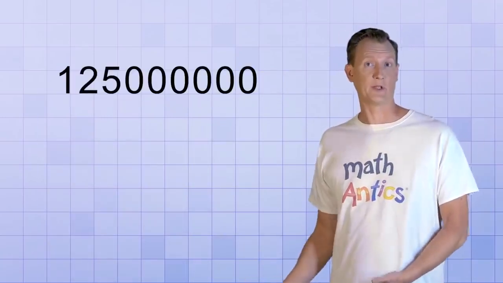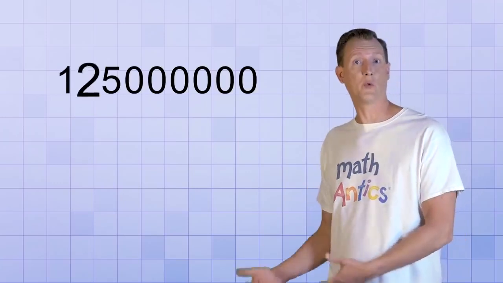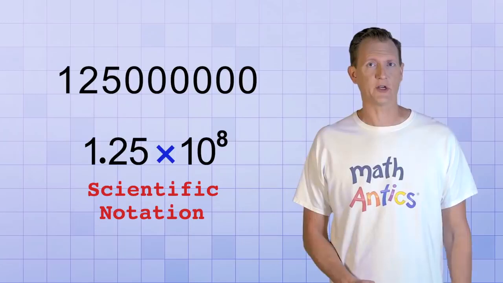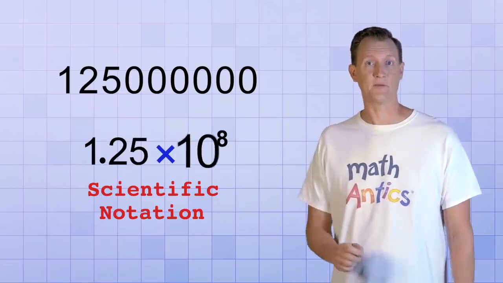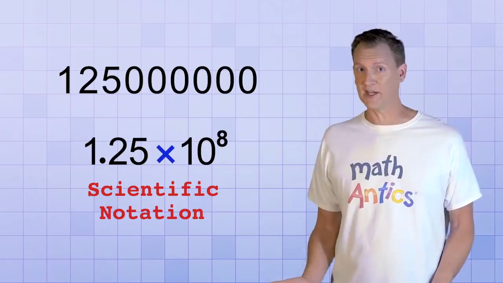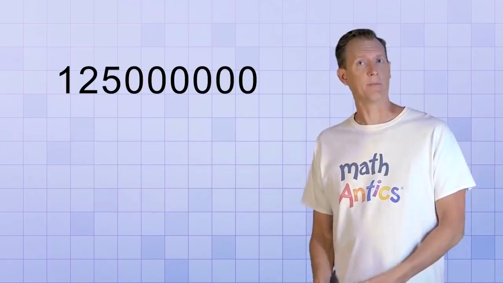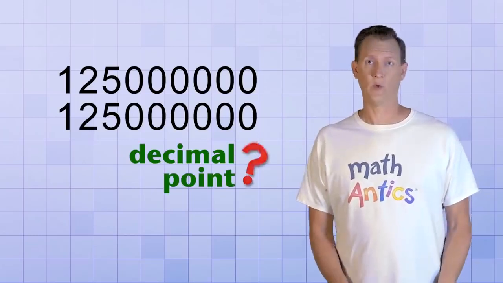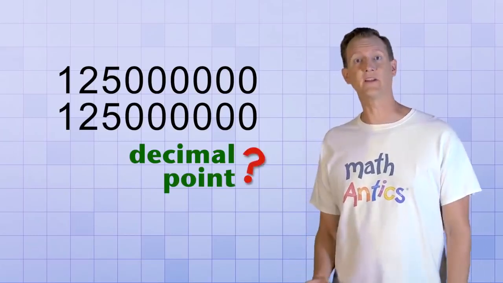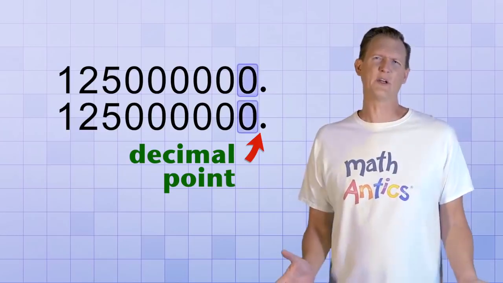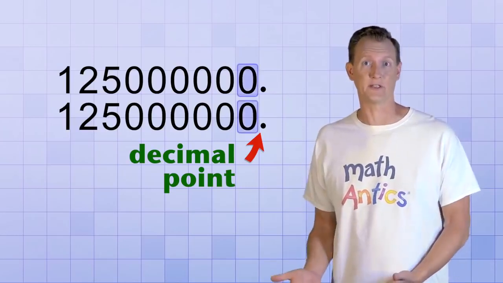Here's an example of a really long number, 125 million. And here's the equivalent number written in scientific notation, 1.25 times 10 to the 8th. Want to see how these two numbers are just different ways of writing the same thing? Let's start by making a copy of our big number and messing with its decimal point a bit. Where's the decimal point, you ask? Remember that it's always right here, immediately to the right of the ones place. We just don't need to show it if there aren't any decimal digits.